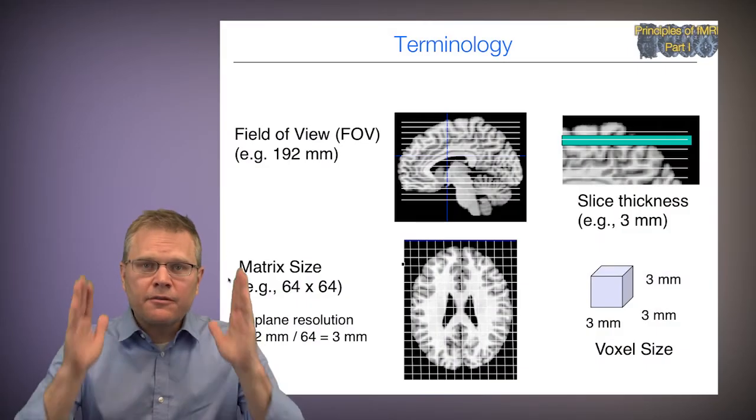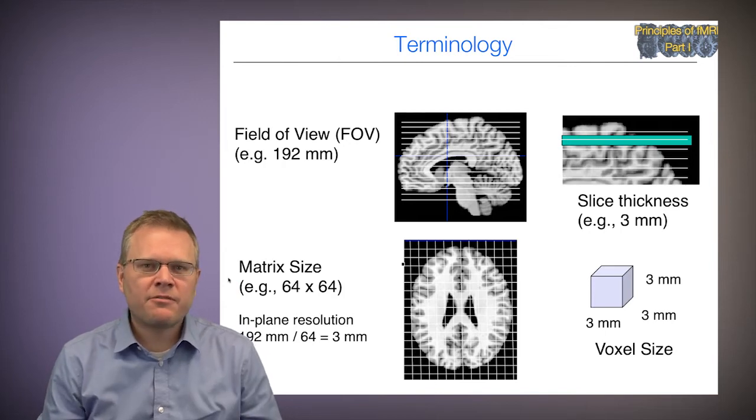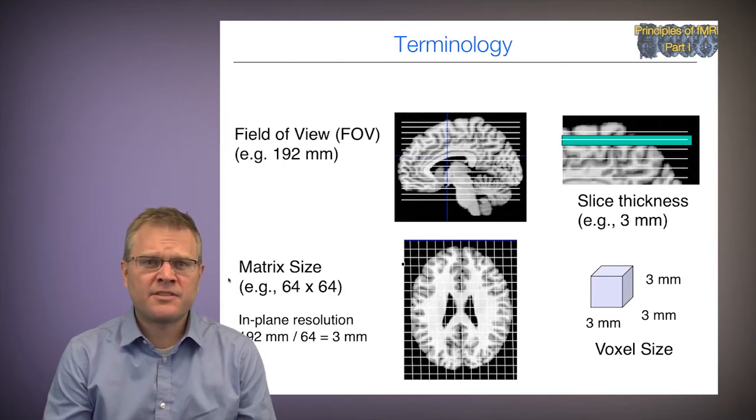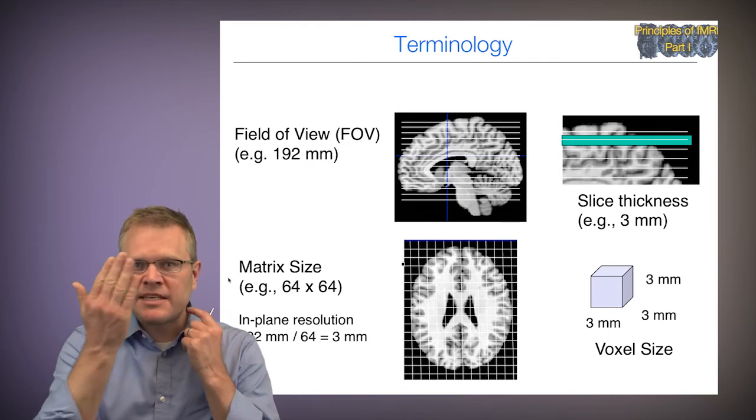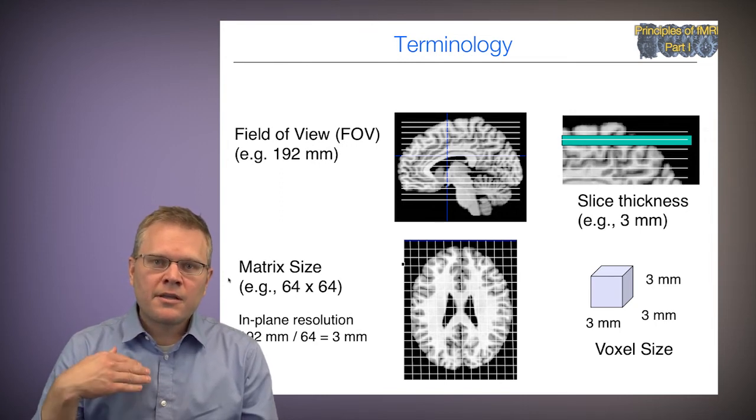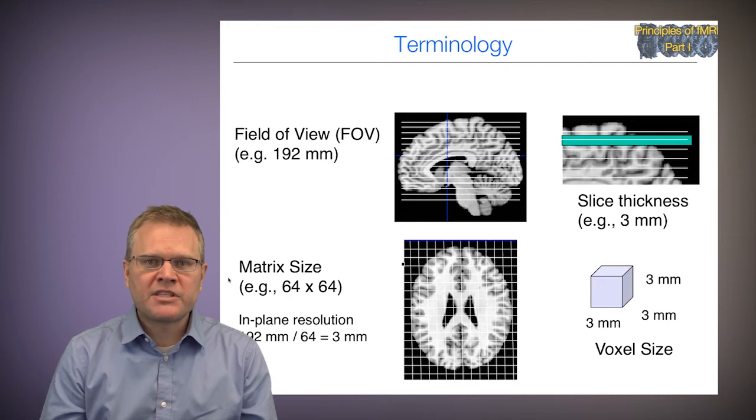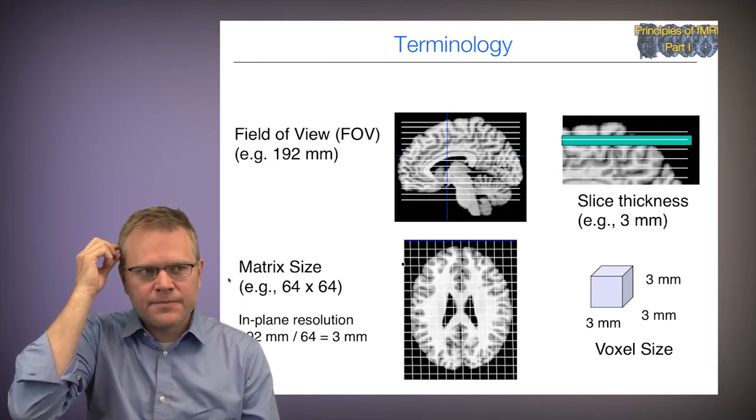The first thing that's important to know is what's called the field of view. The field of view is the extent of the brain that's inside of the image. For example, the field of view might be around 20 centimeters. In this example, I have it at 192 millimeters, so it's 19.2 centimeters. That tells us the extent in each direction of the brain volume. The brain volume, again, is made up of multiple slices, and each slice has a certain thickness. So we also have to say, what's the slice thickness? Here, for example, we might choose a 3 millimeter thick slice.